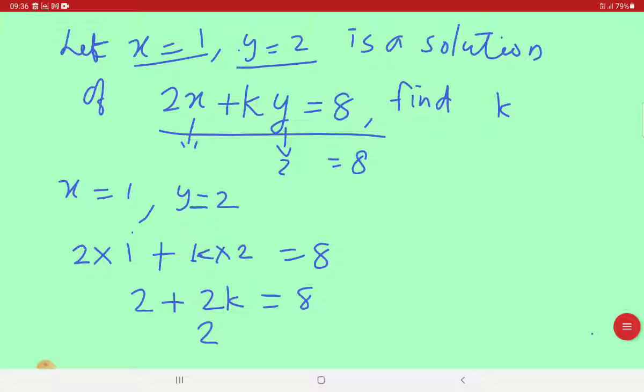Now we have to find the value of k. So keep the term containing k on the LHS. Take the other number to the right side. Then it becomes 8 minus 2. That is 2k is equal to 6. So k is equal to 3.